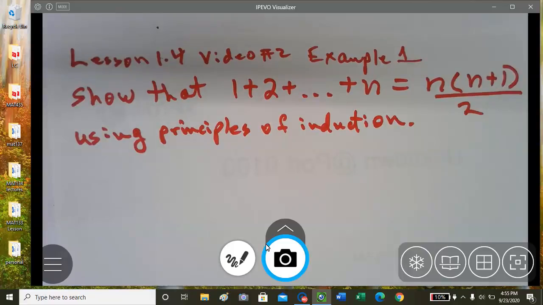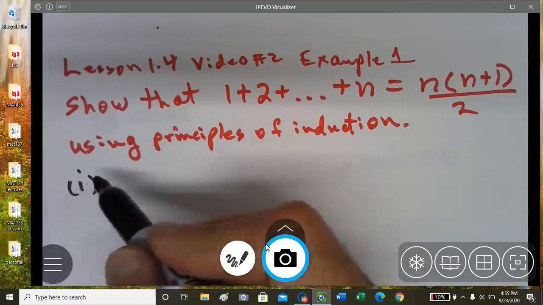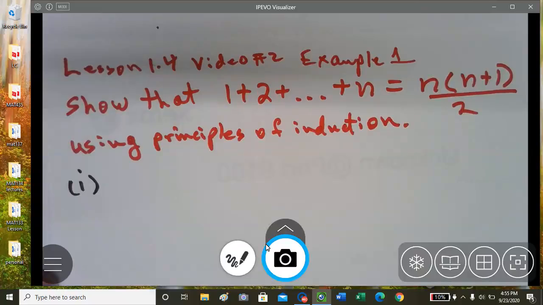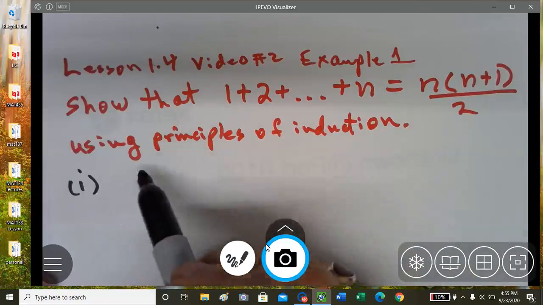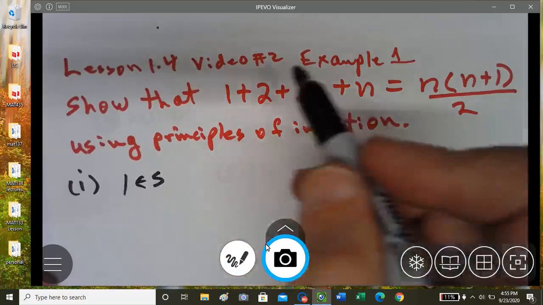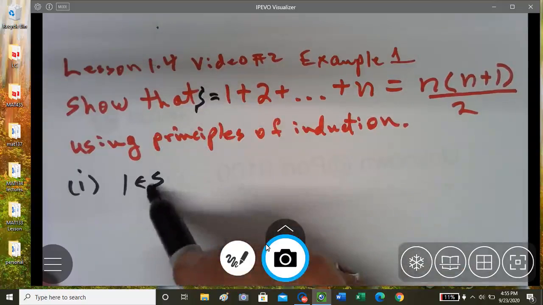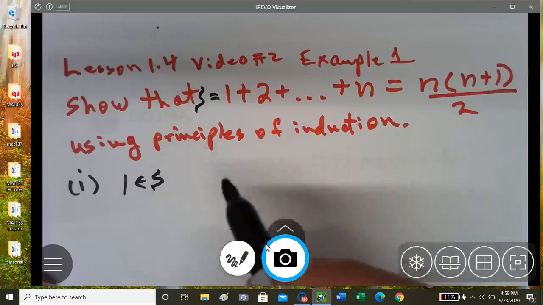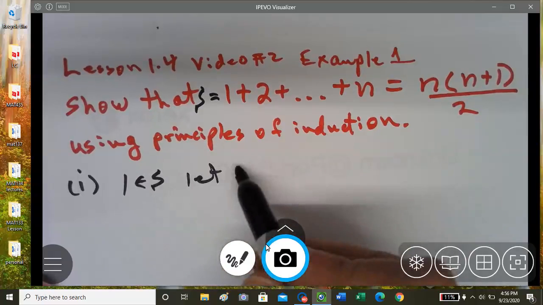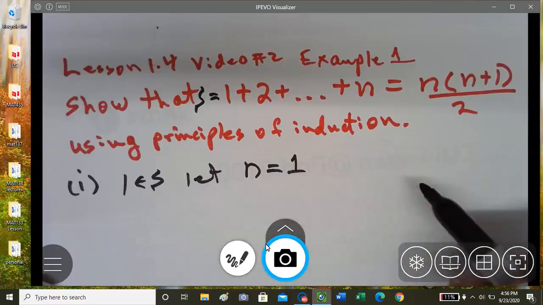Okay, so the first thing we want to do is establish that 1 is an element in set S. So we're saying that this is set S here. So we want to let n equal 1.